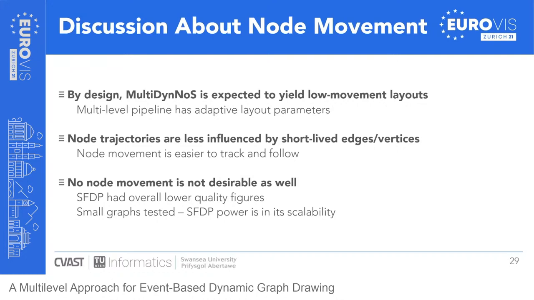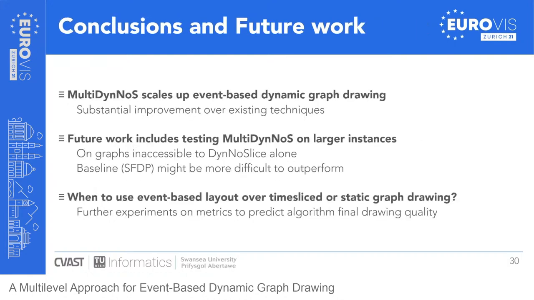We've also shown that in these cases, no node movement is not desirable either, with flattening plus SFDP having overall lower quality figures. In conclusion, we can say that Multidynos scales up event-based dynamic graph drawing with substantial improvements over existing techniques. Future work includes testing Multidynos on larger instances that were previously inaccessible to DynoSlice alone. In this case, the baseline might be more difficult to outperform.